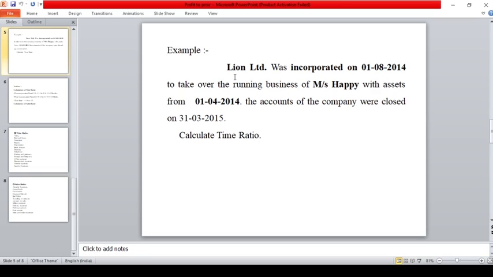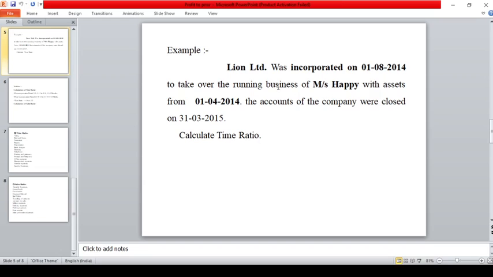Just see here, Lion Limited was incorporated on 1st August 2014 to take over the running business of Mrs. Happy with assets from 1st April 2014. The accounts of the company were closed on 31/3/2015. Now see here, for 2014, when does the financial year start? It starts from 1st April 2014 and ends with 31/3/2015. Is it clear? So in this problem the financial year starts from 1st April 2014 and ends with 31/3/2015. So Lion Limited acquired the business of this Happy company.